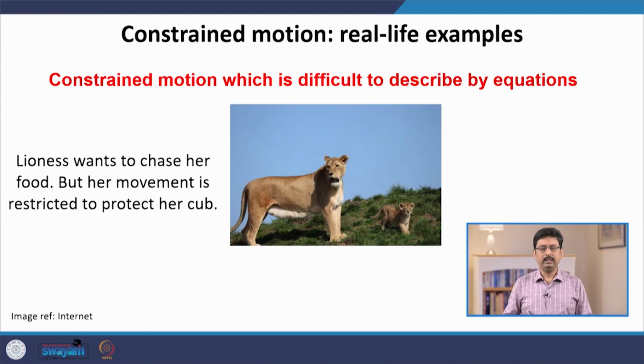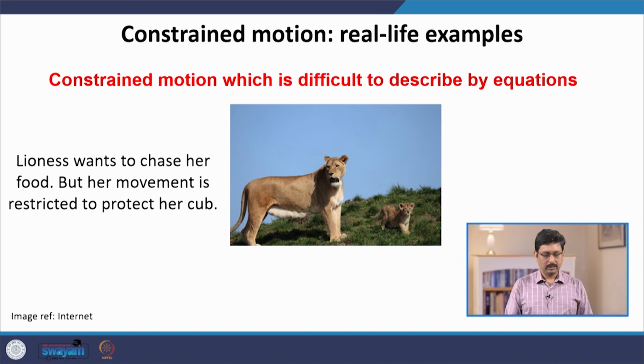Now, this may not always be discussed in a typical course of physics and engineering in the near future, but I just want to mention it for the sake of completeness: in real life, there exist examples where the constraint motion can be difficult to describe by equations, to describe mathematically.